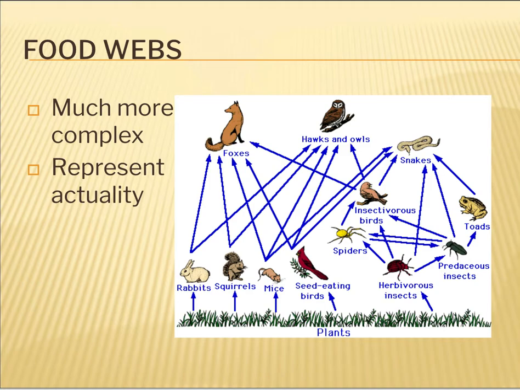Even though it's complex, this looks like it's working. Everything has food, so everything can survive. Okay, but what would happen if a disease came in and killed off all the mice? Or something sprayed this environment with insecticides, bug killing chemicals? Would everything still be okay?